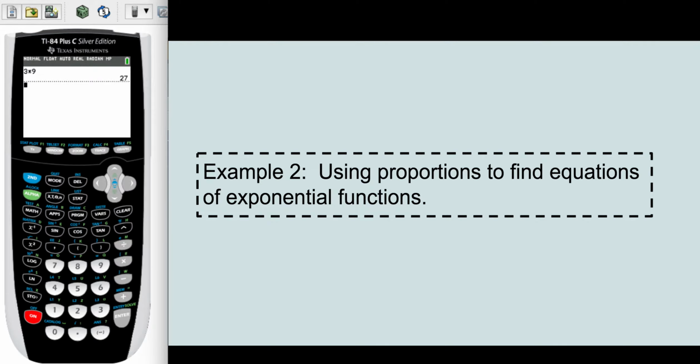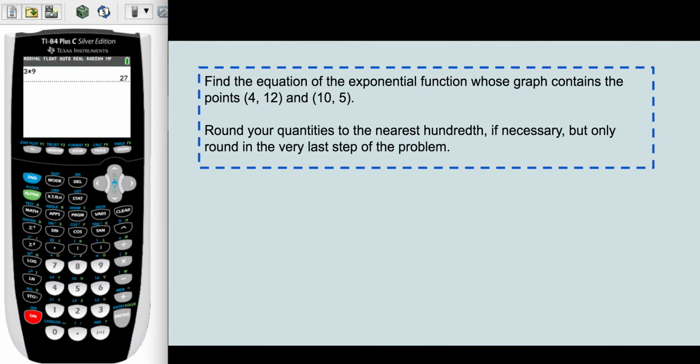This is a second example on using a method of proportions to find an equation of an exponential function if you are given two ordered pairs on the graph of that function. Find the equation of the exponential function whose graph contains the points (4, 12) and (10, 5). Round your quantities to the nearest hundredth if necessary, but only round in the very last step of the problem.